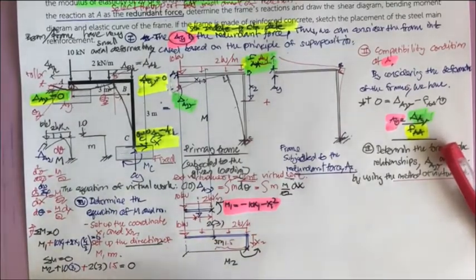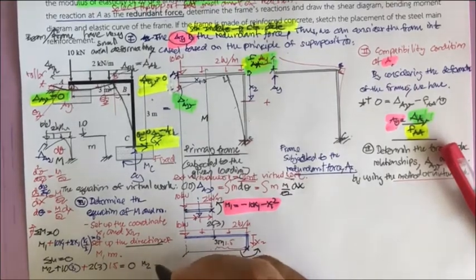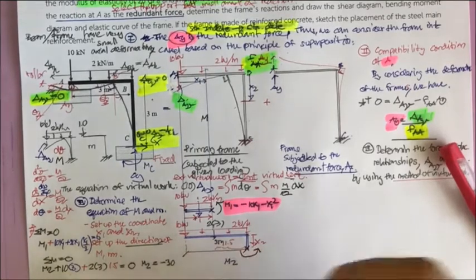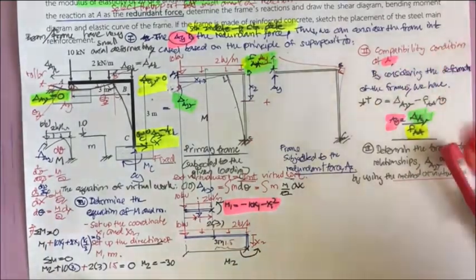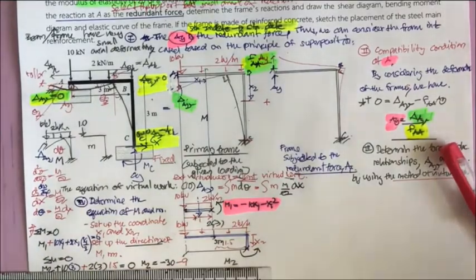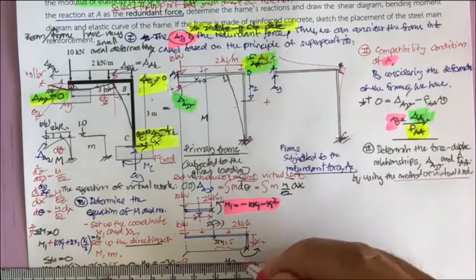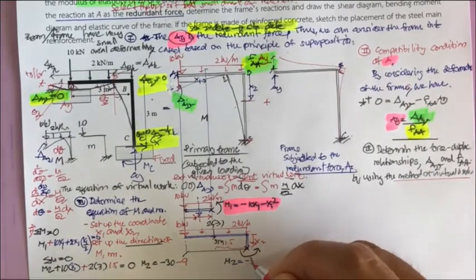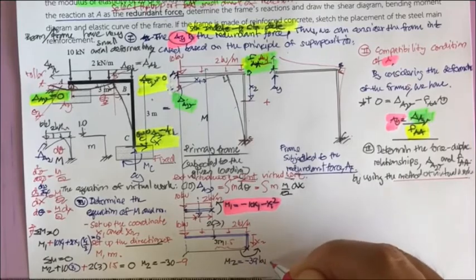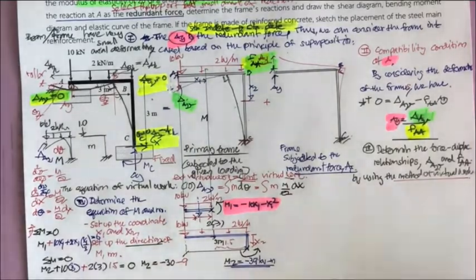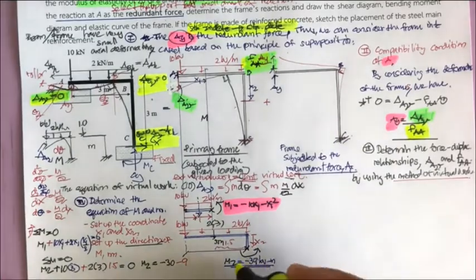And you may have this one, M2 is going to be, this one is 30 minus 30. And this one going to be minus 9. So your M2 is going to be equal to minus 39 kilonewton meter. Okay, this is another one that you can have for this one.